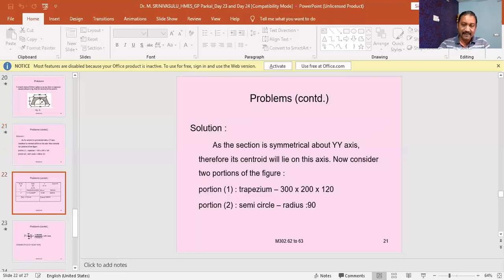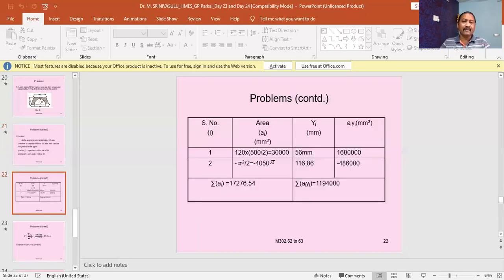Now we come to the table. We don't need the x value, because the figure is symmetrical about the y-axis, so the centroid is lying at the midpoint. So only y is required. Therefore we have modified the table, and because x is not required, you can put zeros for all x.